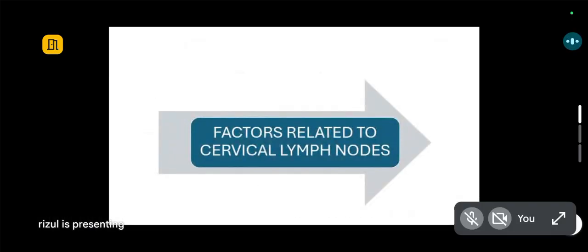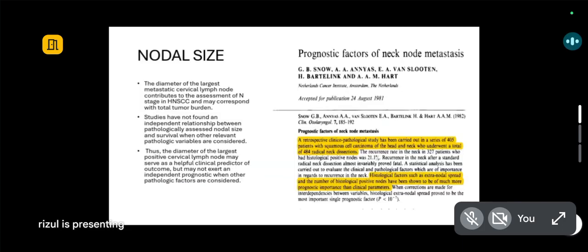So after covering the factors related to the tumor, there come other factors related to the cervical lymph nodes. The first factor is the nodal size. The nodal size means the diameter of the largest metastatic cervical lymph node, contributing to the assessment of N stage in head and neck cancers and how it corresponds with the total tumor burden. Although studies have not found any independent relationship between the pathologically assessed nodal size and survival when other variables are considered, the diameter of the largest positive cervical lymph node may serve as a helpful clinical predictor of outcome, but not as an independent prognostic factor.